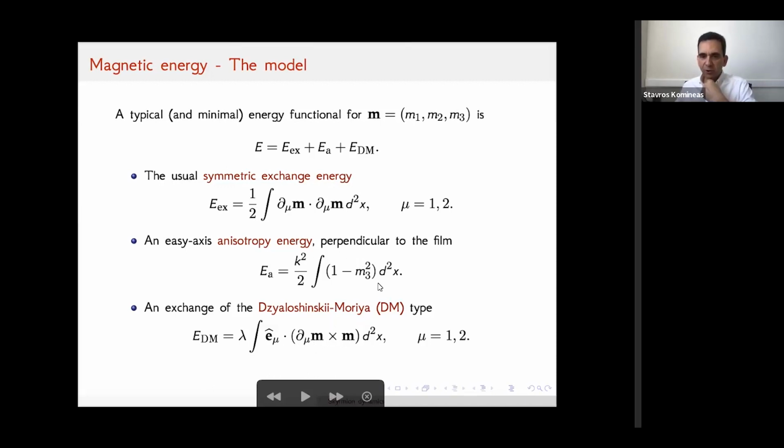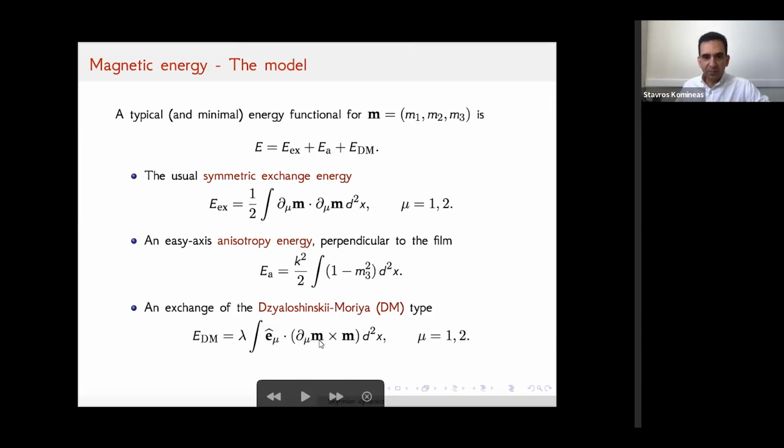While this term favors the direction perpendicular to the film, this one favors the uniform magnetization. That is, it doesn't like to have derivatives, because that's zero if the derivative is zero, so that's minimum. But this one likes to have derivatives, likes to have changes in the magnetization, because you can always make this term negative by having a derivative, by having a change in the magnetization.